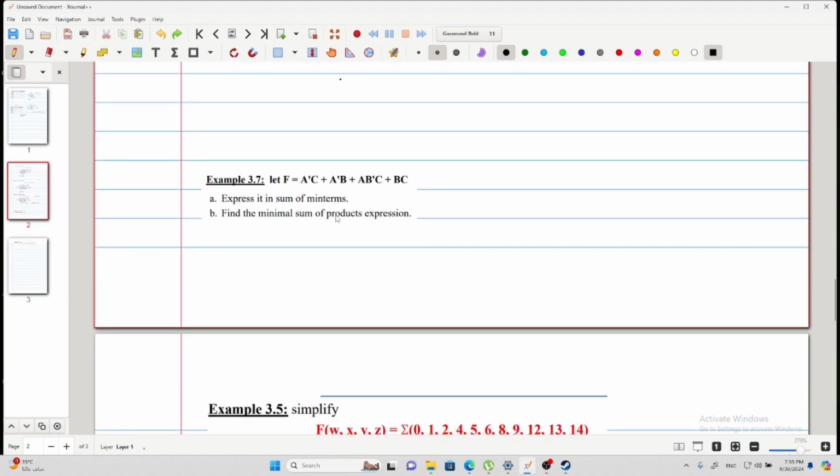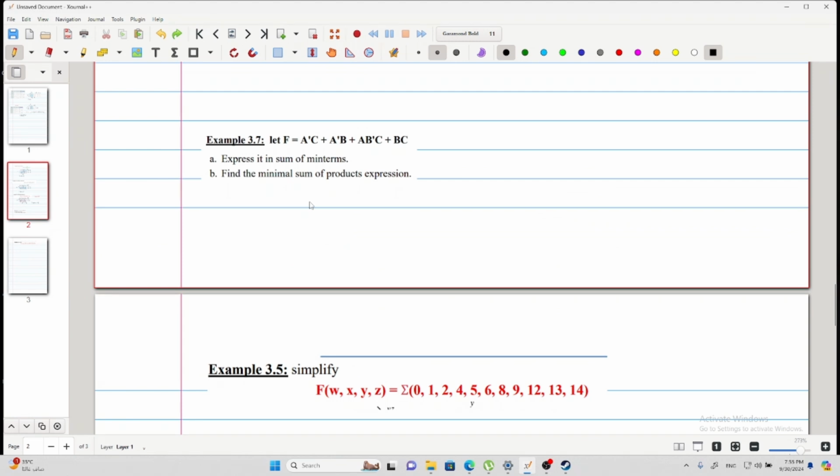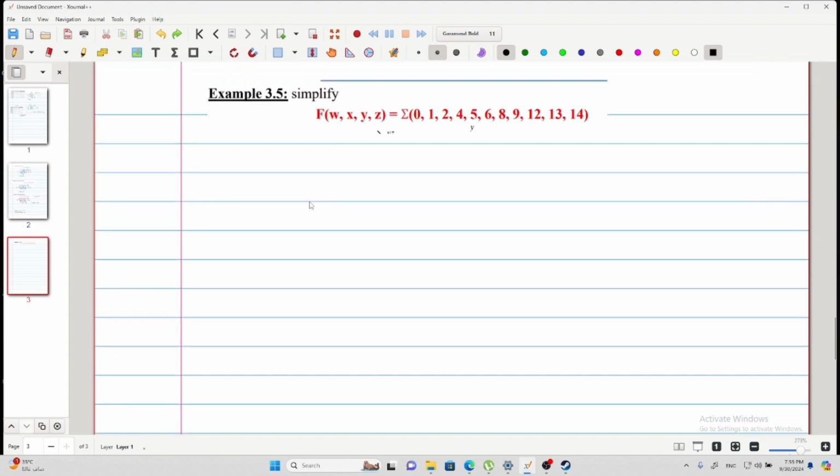Okay, now I would like to go to 4 variables, then come back to this example. This example illustrates a very good use of K-maps as well. So let's go to 4 variables.